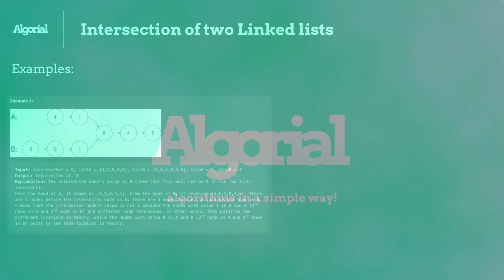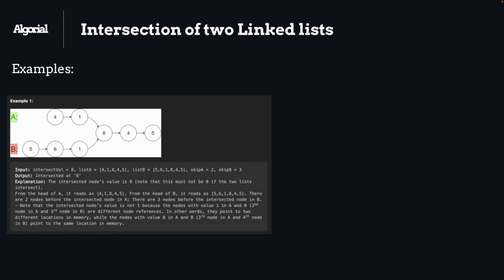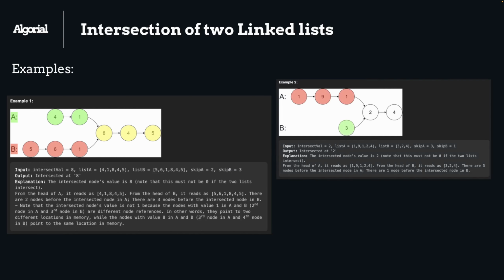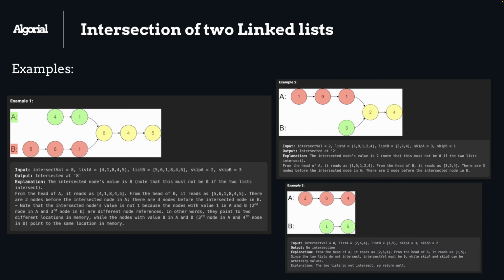Here is the first example. As you can see, we have two linked lists, A and B. The first one, A, is shorter than the second one and they intersect at node 8. We need to find that intersection node and return it. Second example, same story, but this time linked list B is shorter and they intersect at node 2. And finally, in the last example, they don't intersect at all and we return null. Let's see how we are going to solve this problem.